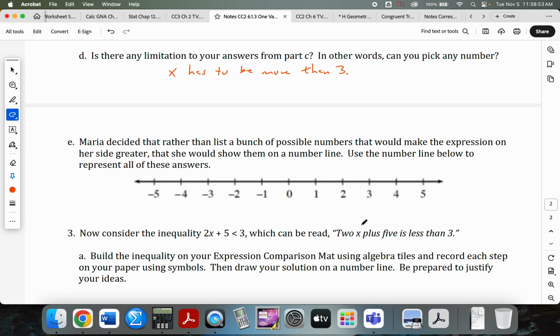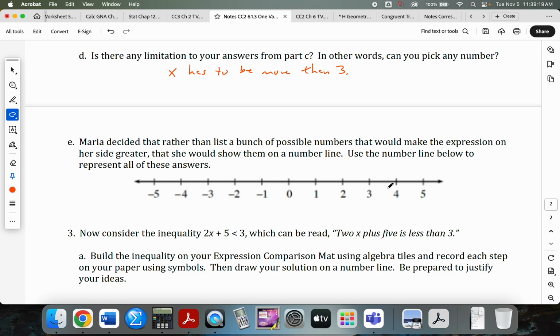All right, so Maria decided that rather than list a bunch of possible numbers that would make the expression on her side greater, she would show them on a number line. So we're going to use the number line below to represent all of those answers. I don't know how you have done number lines before. There are 2 different ways you can do it. I'm actually good with either one of them.